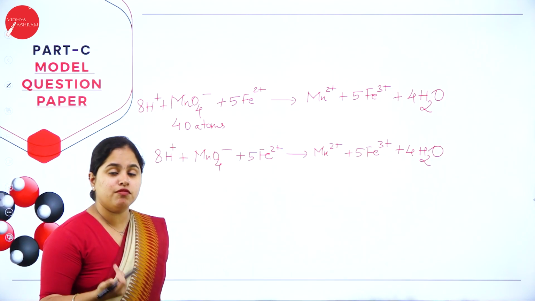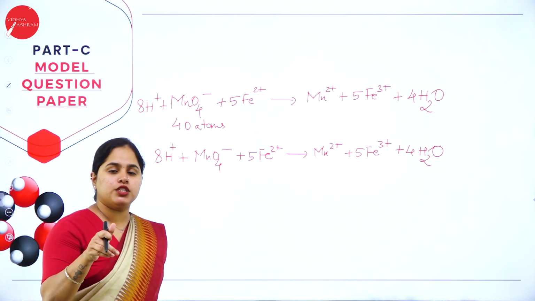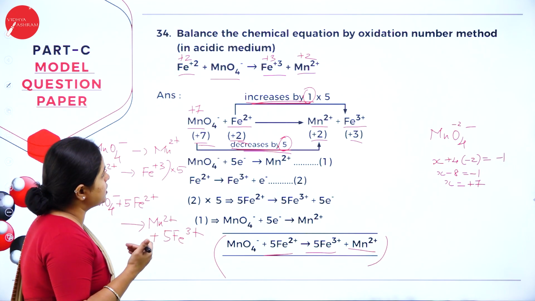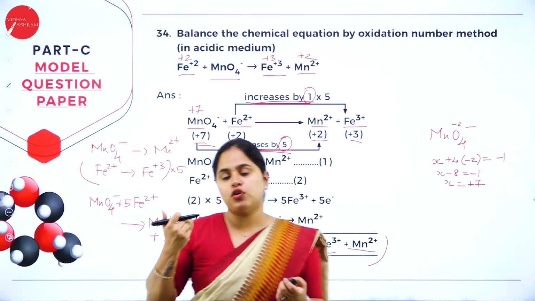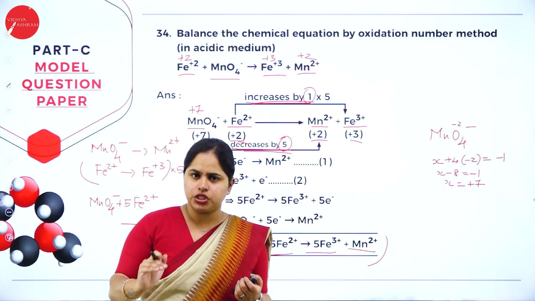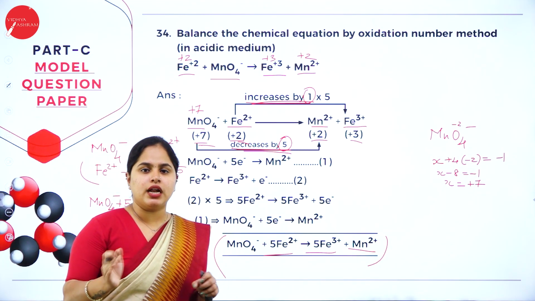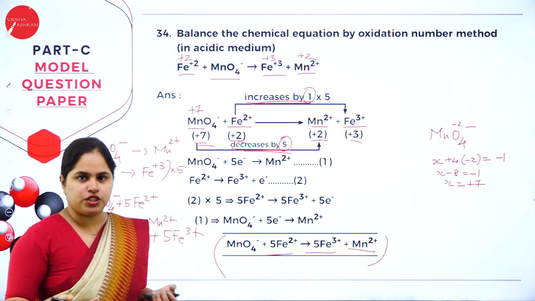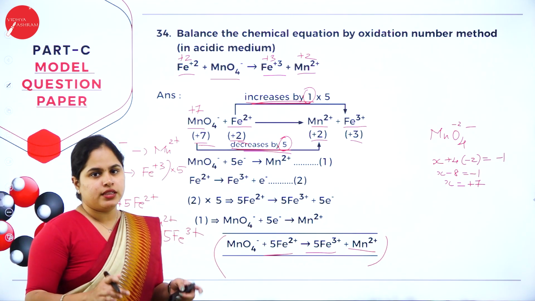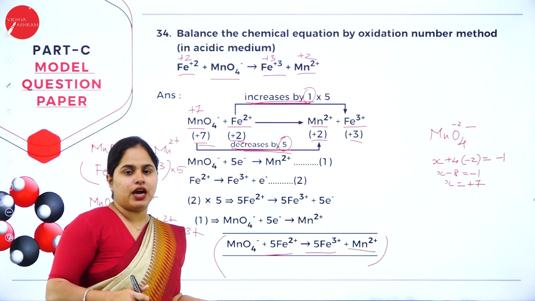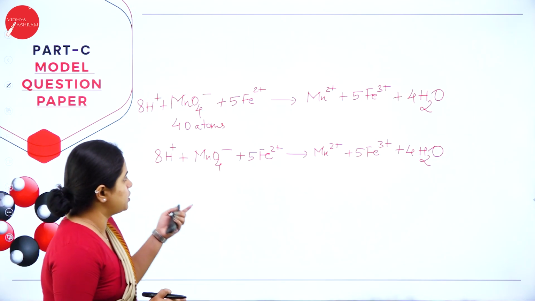Because it is acidic medium, we have to balance using H plus ions. Now if it is basic medium, we have to balance using OH minus ions. So I hope the steps are clear for you. First we have to assign the oxidation number. Then we have to identify which is undergoing oxidation and reduction, and by how many units it is undergoing oxidation and reduction. Based on that, we have to multiply by whichever factor we have to. Here we have multiplied it by 5 for the second equation. Then we obtain an equation.